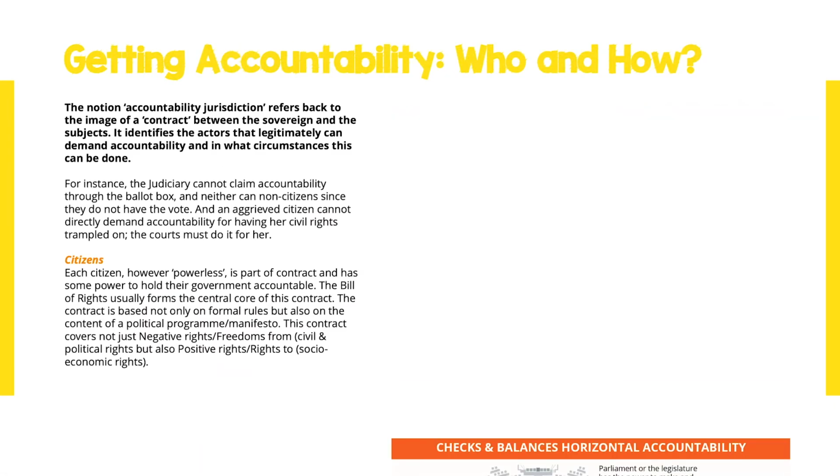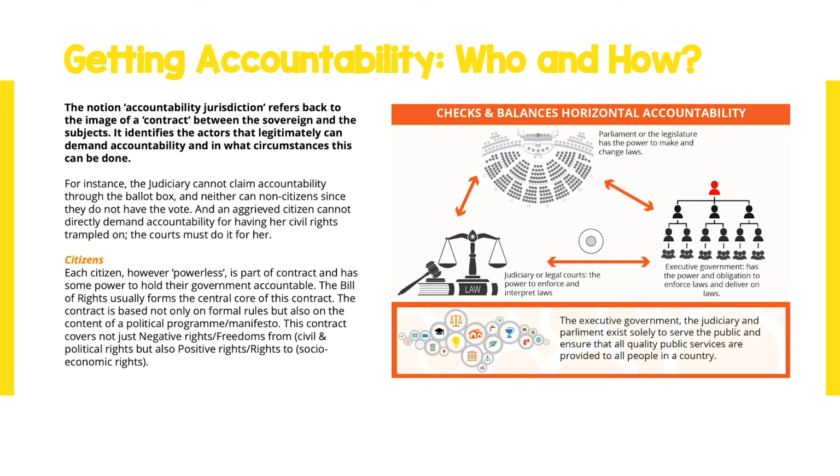We now come to getting accountability, who and how. As can be demonstrated in the image on your right, the notion of accountability jurisdiction refers back to the image of a contract between the sovereign and the subjects. It identifies the actors that legitimately can demand accountability and in what circumstances this can be done.